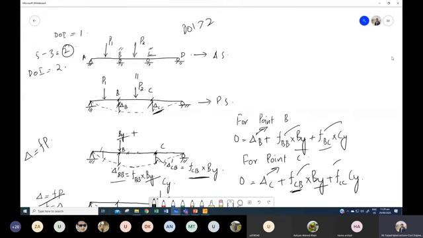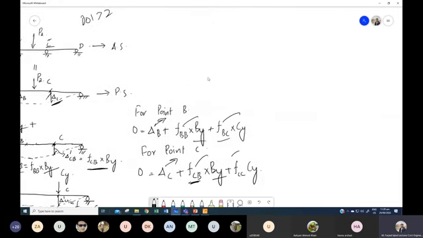Now, for example, if you have another beam like this one, on which let's suppose the degree of indeterminacy is 3. Now for this beam, can you write the equation of compatibility? How many equations will we have?